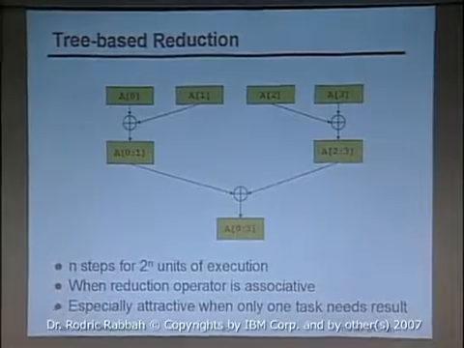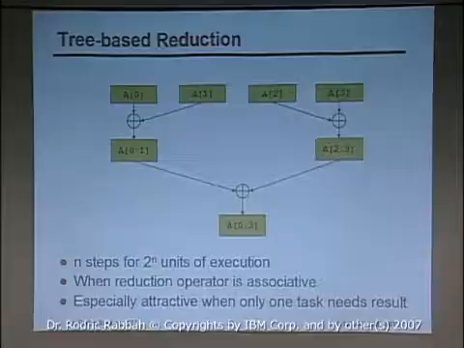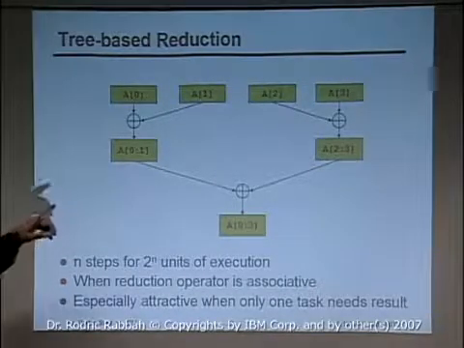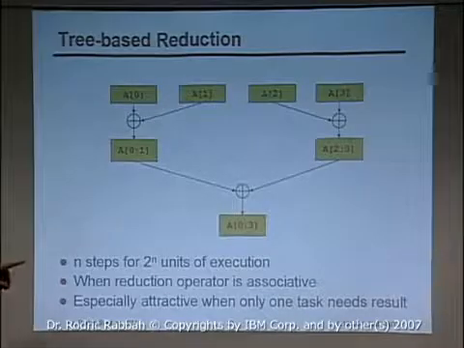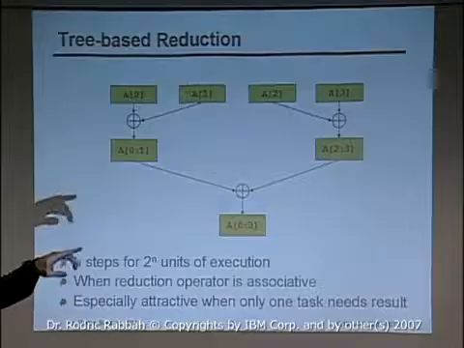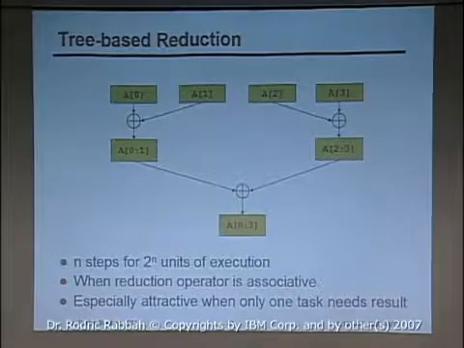One of the tricks you can apply for getting performance out of your reduction is to go to a tree-based reduction model. This might be very obvious. Rather than doing A0 and A1 and then adding A2 to that result, I can do A0 and A1 together. In parallel, I can do A2 and A3. Then I can get those results and add them together. So rather than doing n steps, I can do log n steps.